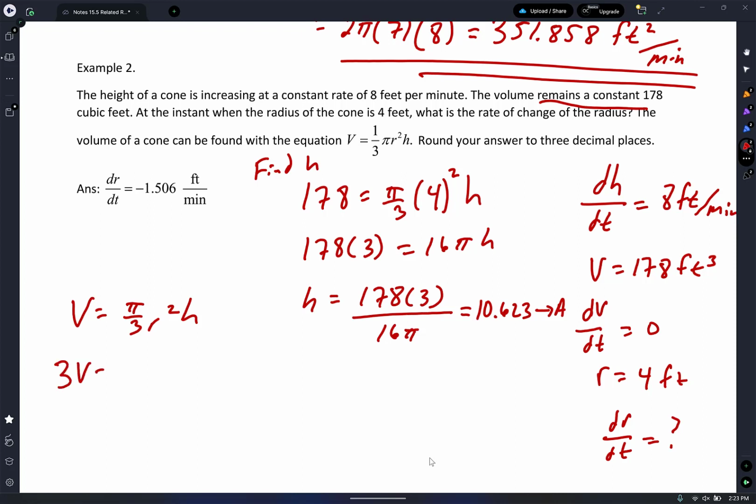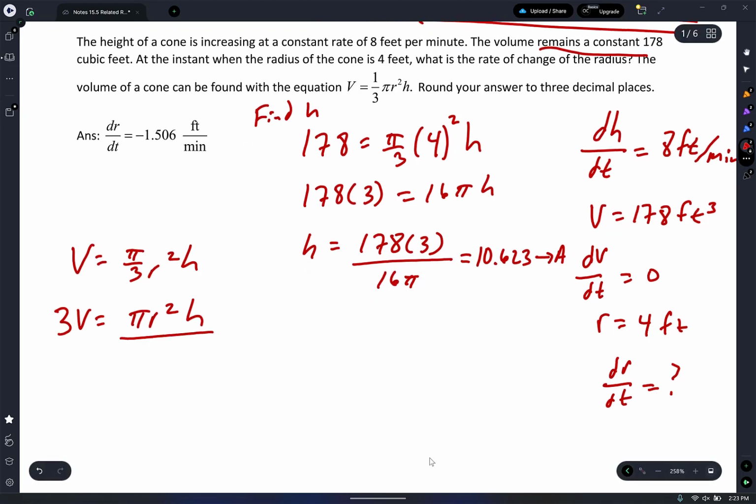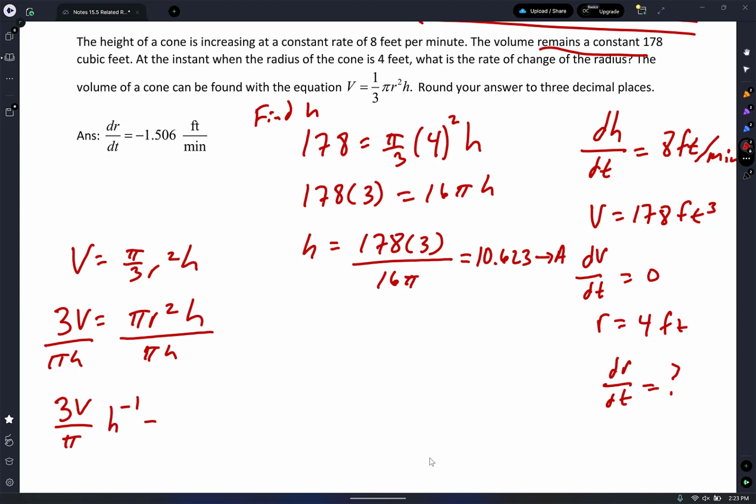I can just move so I'm going to multiply by 3. So I'm going to say 3V equals pi r squared h. Do you guys see what I did there? And I'm going to divide by pi h. So here, let me show you what the constant is. 3V over pi is a constant, and I'm going to move this h up. h to the negative 1 equals r squared. Do you guys see what I did?